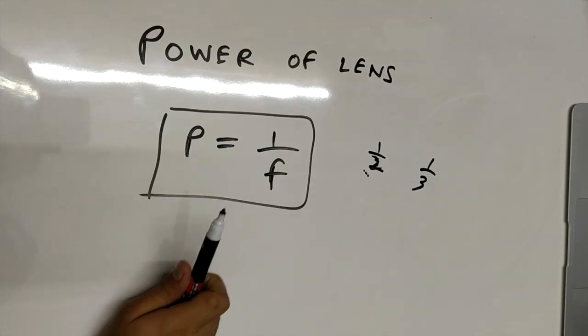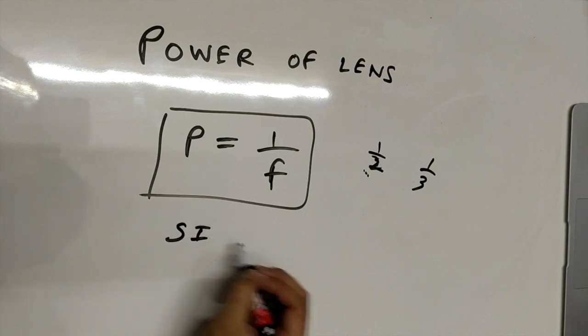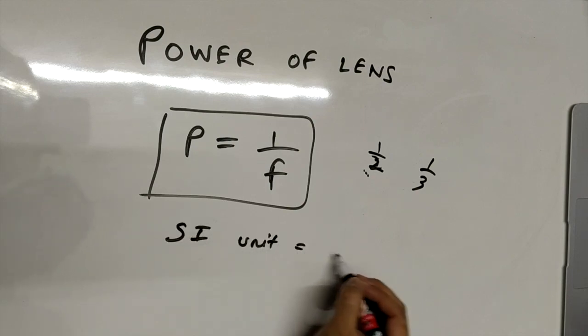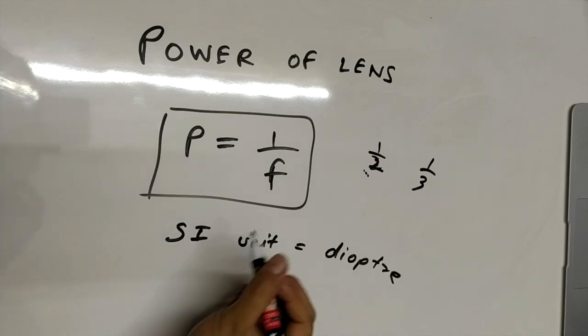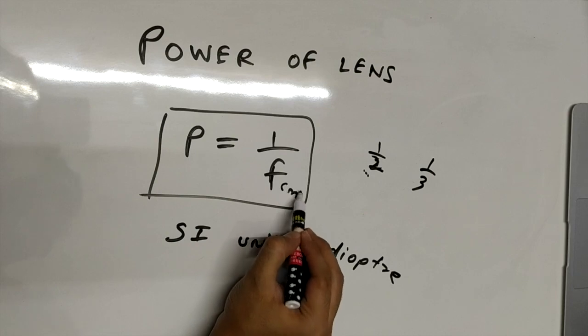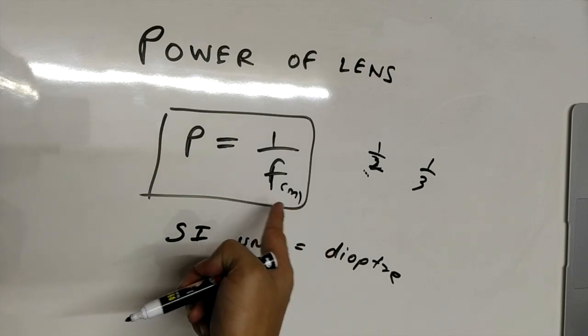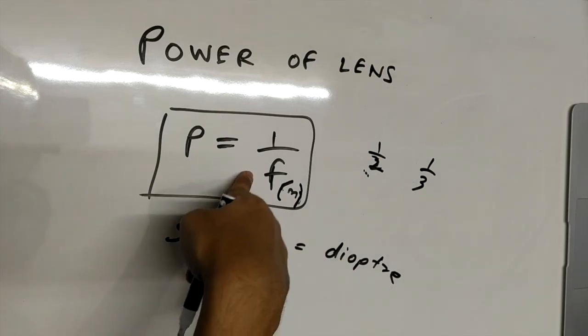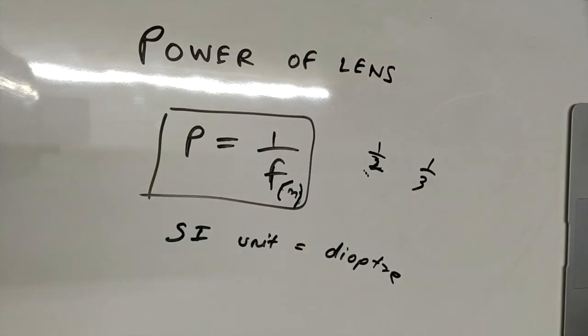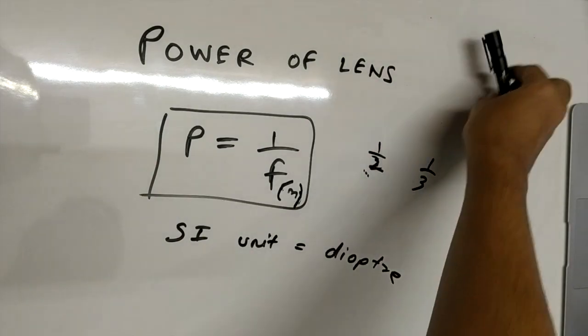So this is the formula of power. The SI unit of power is diopter. If focal length is given in meters, because everything has to be in SI units, and don't confuse it to be centimeters, then the power that we get will be in diopters. I think there will be a problem in exercises. In examples it's not there. If you have any doubts, you can put them in the comments and I will explain it to you.